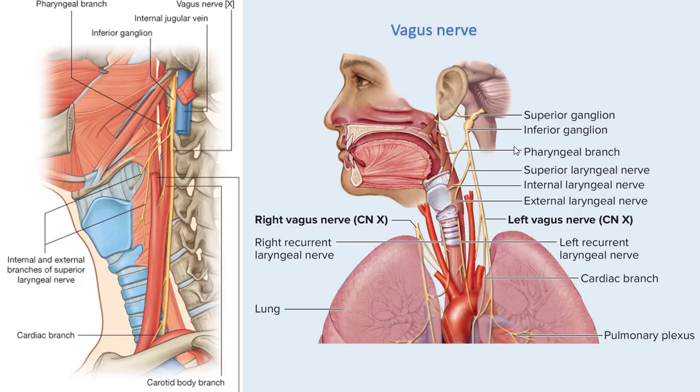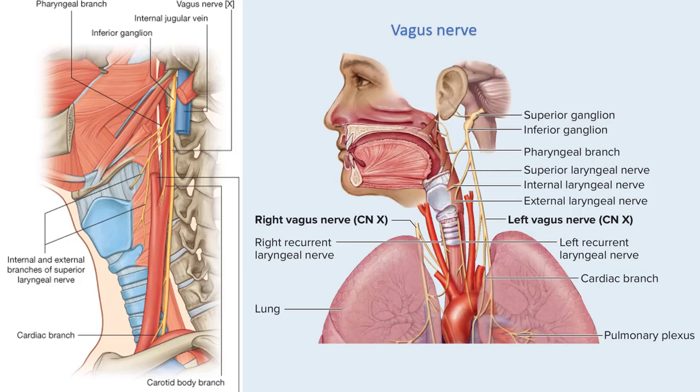Pharyngeal branches provide motor innervation to the majority of the muscles of the pharynx and soft palate. Superior laryngeal nerve splits into internal and external branches. The external laryngeal nerve innervates the cricothyroid muscle of the larynx, and the internal laryngeal provides sensory innervation to the laryngopharynx and superior part of the larynx.